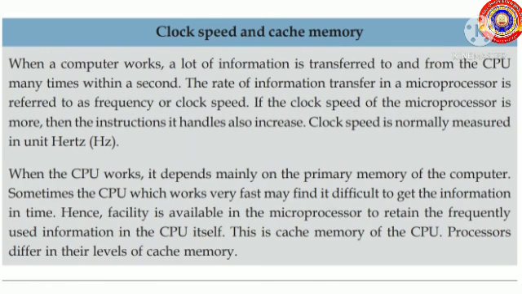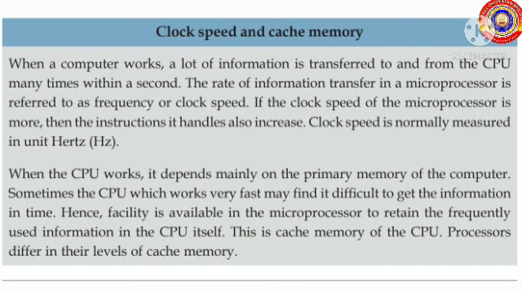Okay, Hz. When the CPU works, it depends mainly on the primary memory, that is temporary memory of the computer. Sometimes the CPU, which works very fast, may find it difficult to get the information on time. Hence, facility is available in the microprocessor to retain the frequently used information in the CPU itself. This is cache memory of the CPU. Processors differ in their levels of cache memory.